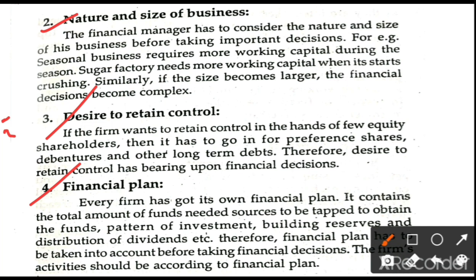Every firm has got its own financial plan. It consists of the total amount of funds needed, sources to be tapped to obtain the funds, the pattern of investment, building reserve, and distribution of dividend, etc. Dear student, financial planning is one of the internal factors. Before taking the decision, the manager has to focus on this also, because the financial plan has its own decision factor, and it involves what the financial plan means.